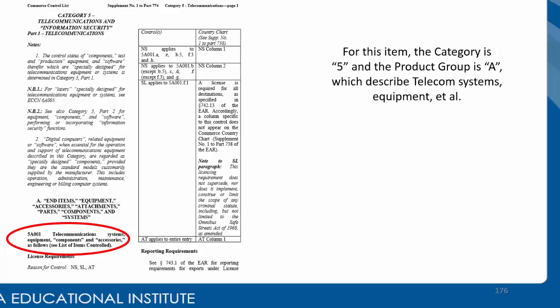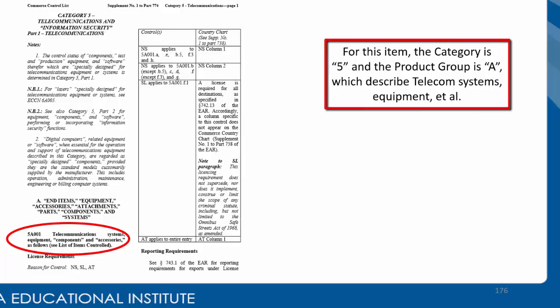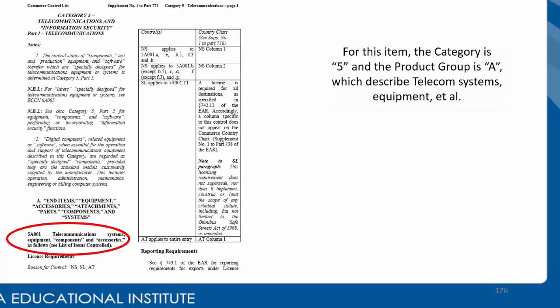Now, as we move to the right, we start to see some more details. But as we note to the far right, for this item, we know we're in the right area because the category is 5 and the product group is A, which describes telecom systems, equipment, etc. So from there, we can move on.